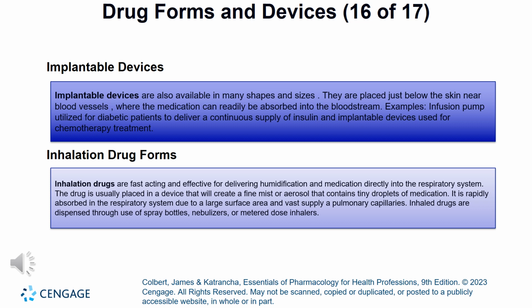Another drug form is implantable devices. These are available in many shapes and sizes. They're placed just below the skin near the blood vessels where the medication can readily be absorbed into the bloodstream. Diabetics use these. An example is the infusion pump, and it delivers a continuous supply of insulin. They're also used to deliver contraceptives and to administer chemotherapy treatments for cancer patients.